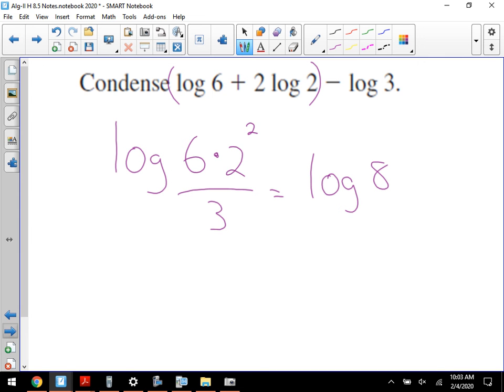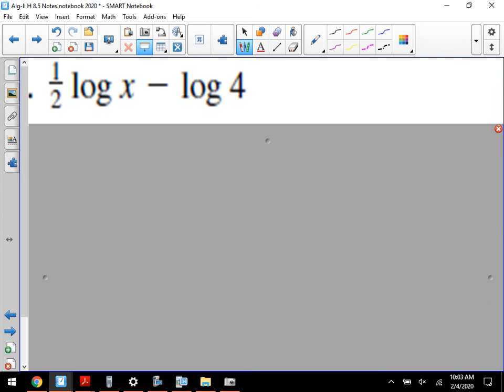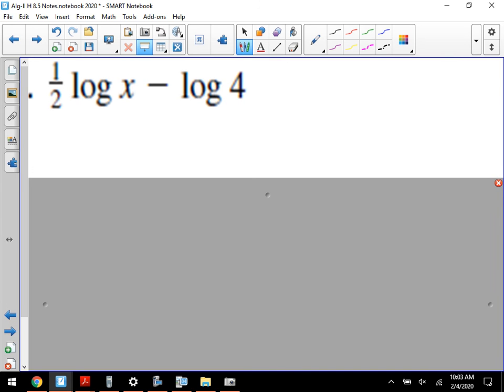Log 8. Simplify what you can. Alright? So this is 1/2 log of x minus log of 4, and you want to condense this. Okay?